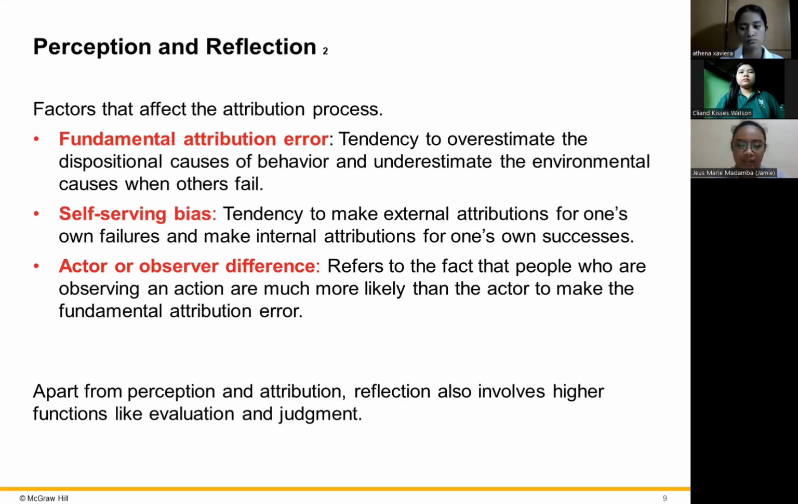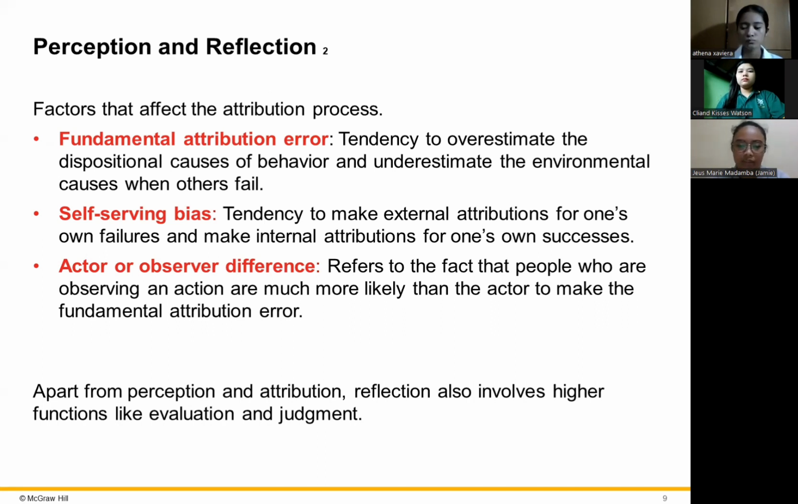Second on the list is self-serving bias. This is the tendency to make external attributions for one's own failures and make internal attributions for one's own successes. In simpler terms, this is what happens when we praise ourselves when things go our way, but blame outside factors when we fail. The last on the list is actor-observer difference.